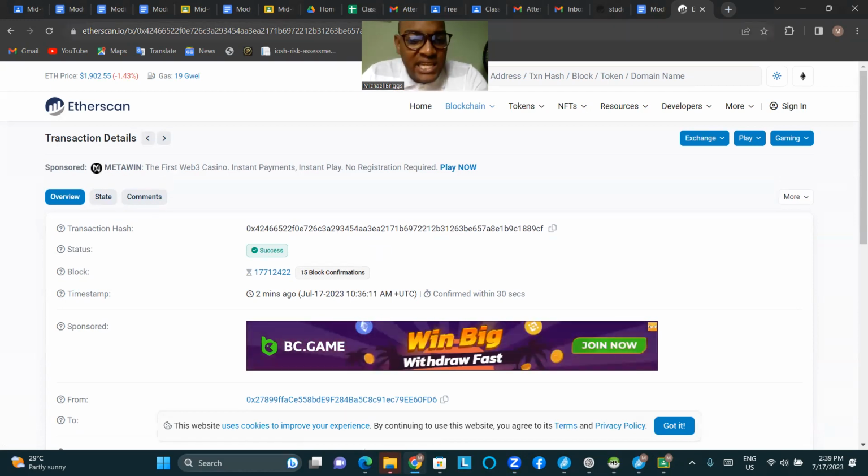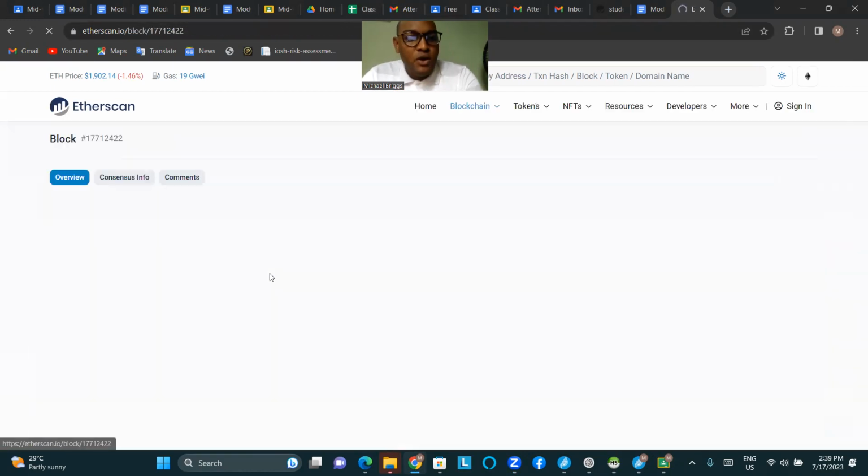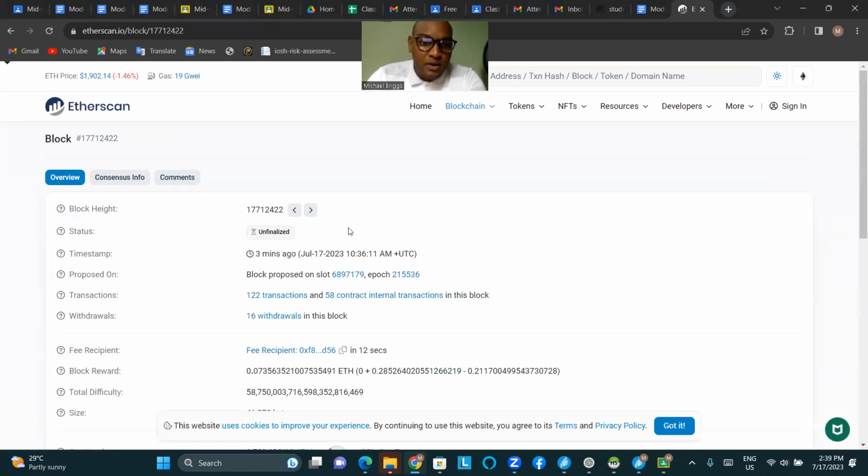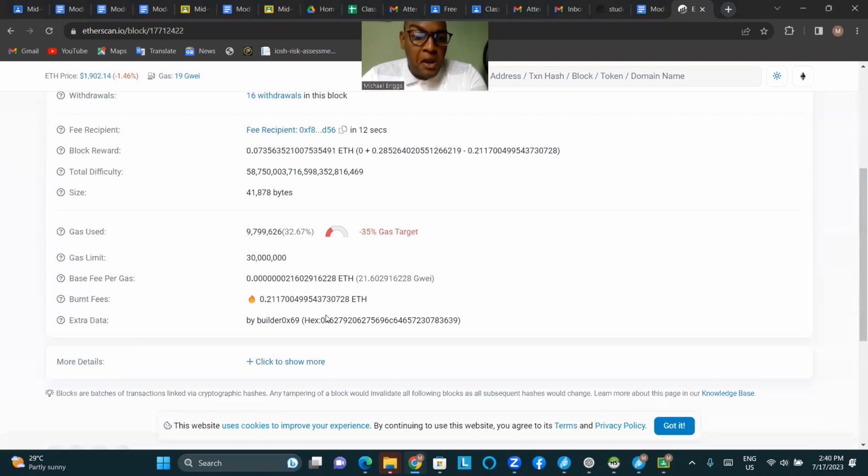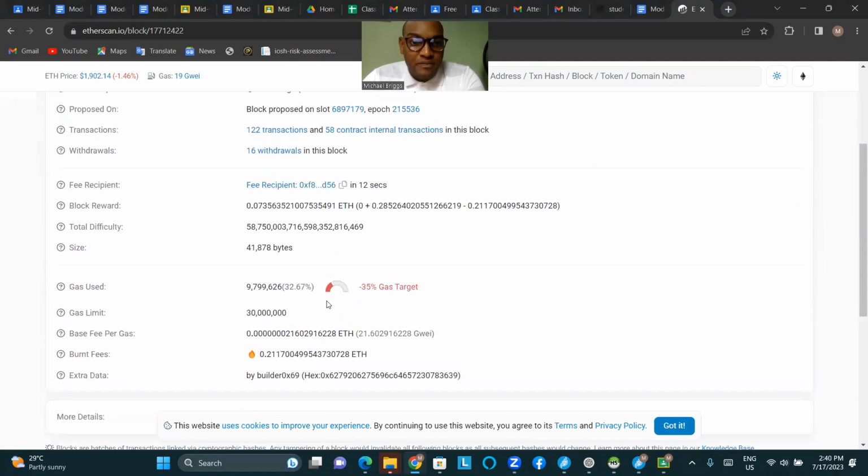Now let's click on this block and see for ourselves what is included in it. We see the block height is 17,712,422. Notice it says the status is unfinalized, which means that the amount of transactions required to be in this block is yet to be complete.